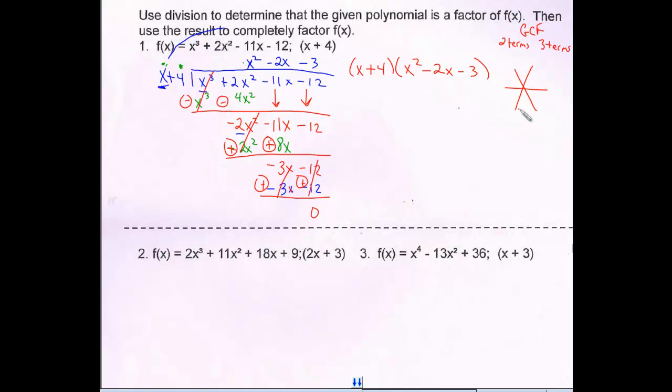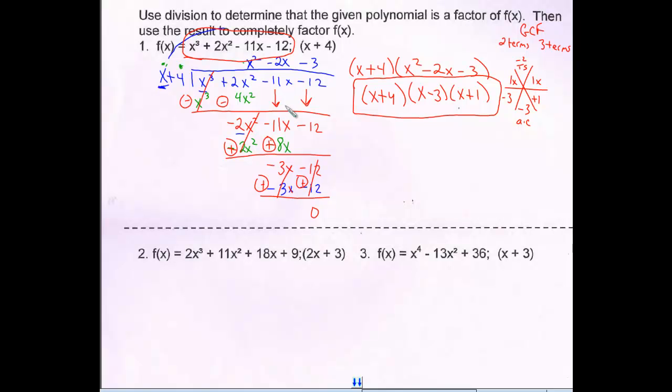So the target product is negative 3, A times C. The target sum is negative 2. The two numbers that multiply together to give me negative 3, but combine to give me negative 2, are negative 3 and positive 1. So x squared minus 2x minus 3 can be written as x minus 3 times x plus 1. And we still have to multiply it by x plus 4 to get the polynomial x cubed plus 2x squared minus 11x minus 12 out of it.